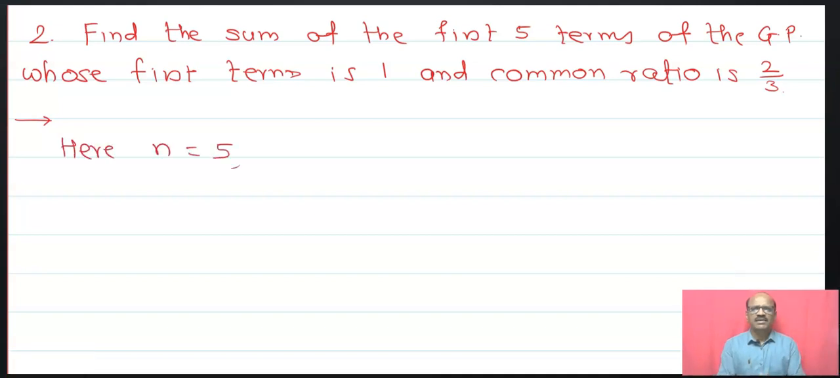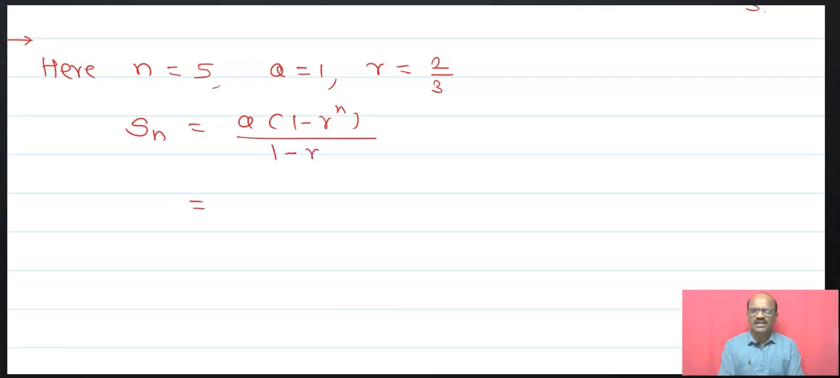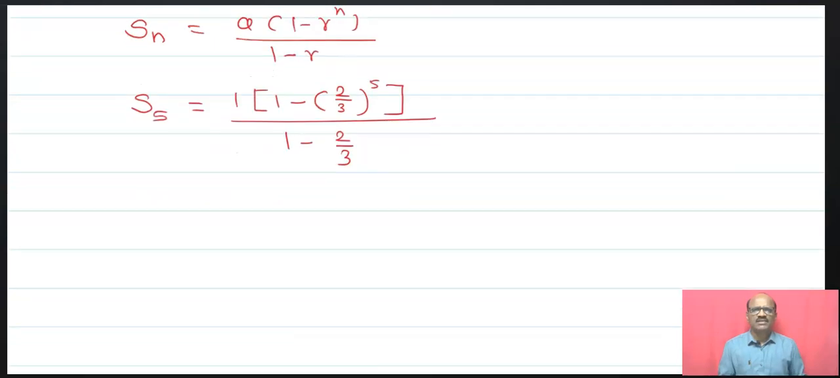Now see this. It is very simple: n is equal to 5, A is equal to 1, R is equal to 2 upon 3. We will apply the formula. The value of R is less than 1. Therefore, S5 is equal to 1 into bracket 1 minus R raised to n, which means 2 upon 3 in bracket raised to 5, upon 1 minus R. Now in this formula we have substituted the values. Here is a simple calculation. We will multiply 3 into 1, that is 3 minus 2, which is 1 upon 3. And the next calculation is as follows.